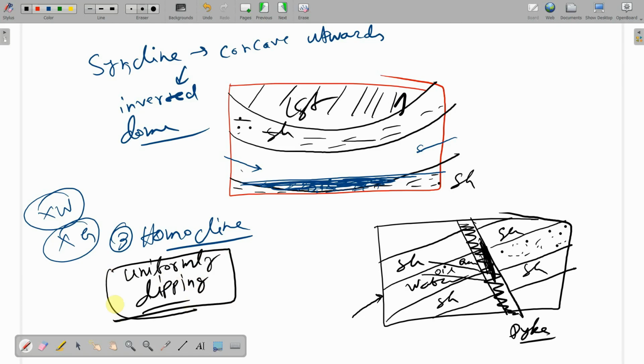So in a homocline the beds are uniformly dipping in one direction and the fluid migrates in the opposite direction of the dip until the flow is obstructed by this impervious dike intrusion. Okay, so due to this igneous intrusion it stops here and they store it here. Okay, so this arrest of oil, gas and water basically gives you an oil trap.